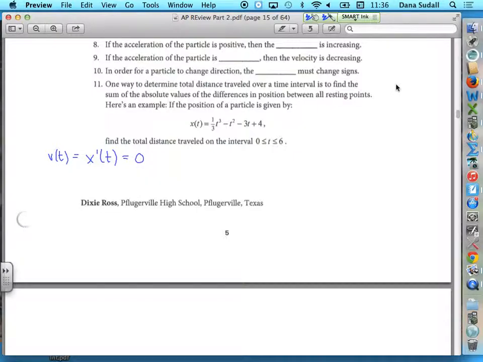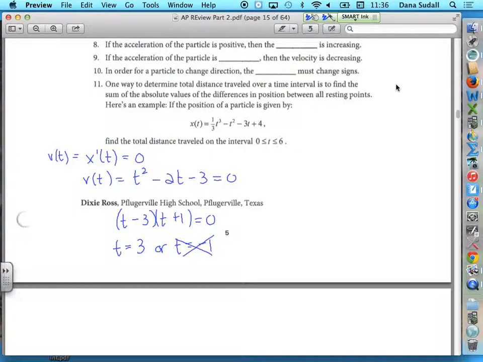So we need the derivative. And the derivative would be t squared minus 2t minus 3. If I set that equal to 0, I'll get t minus 3 and t plus 1. So your time could be 3 seconds or negative 1 second. We said time had to be between 0 and 6. So 3 is our only possible critical value there. It's going to be the point where it changes direction.